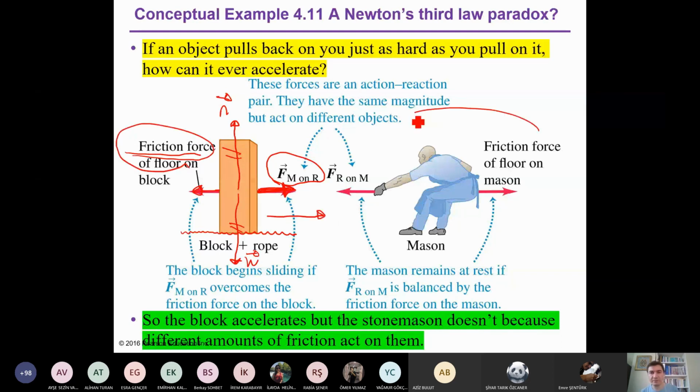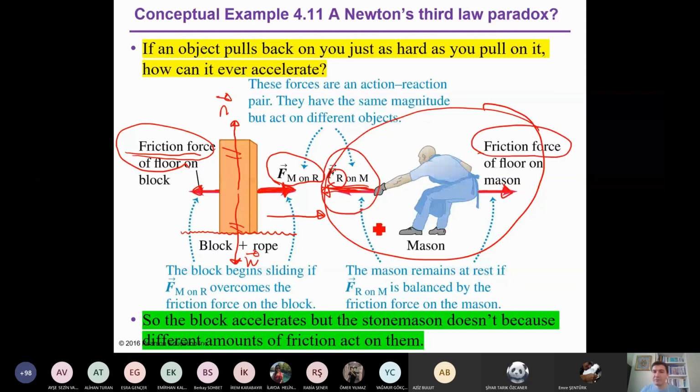But in this case, there is a force applied by the rope on the mason to the left side, and there is a friction force of the floor on the mason to the right side. So how to apply huge friction forces? It is related to the surface of the shoes, okay? If you wear special shoes, then you can produce large friction forces, and then the mason will not move. Is it clear? Any question here?